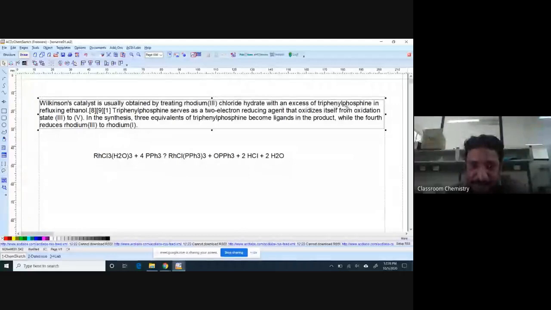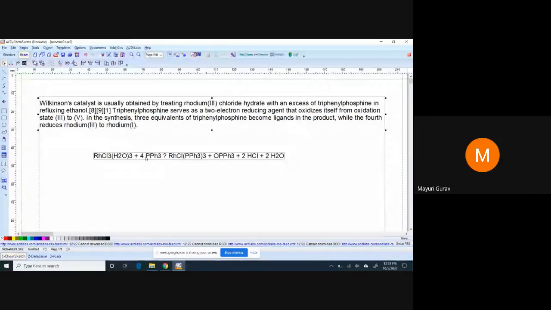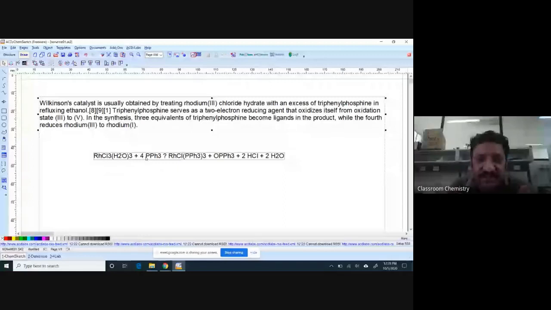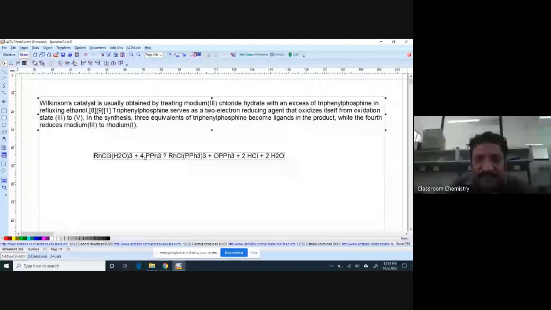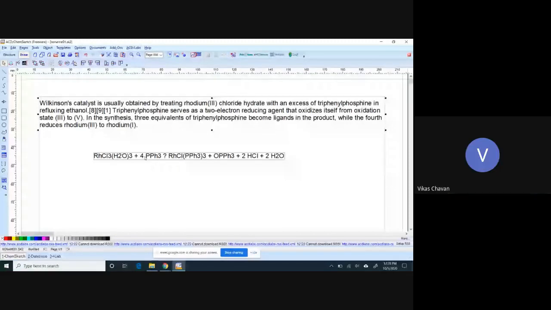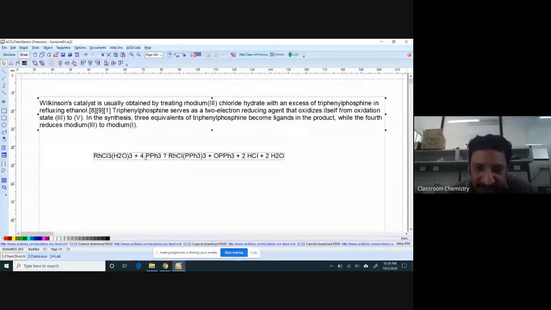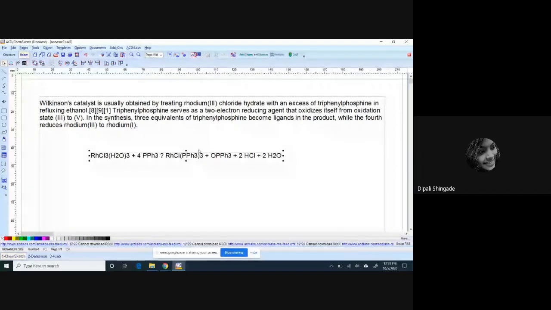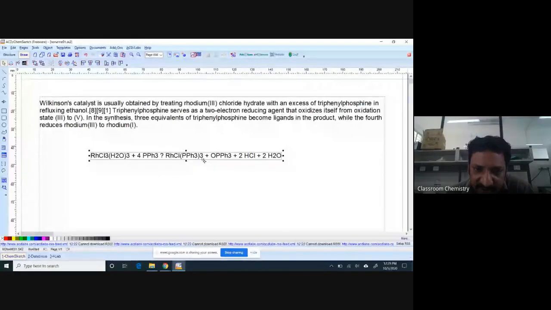विथ एक्सेस ऑफ ट्रायफिनिल फॉस्फाईन. म्हणजे आपल्याला किती मोलिक्युल लागणार आहे ट्रायफिनिल फॉस्फाईनचे? 4 molecule. आपल्या कंपाऊंड मध्ये प्रोडक्ट मध्ये किती? प्रोडक्ट मध्ये किती मोलिक्युल आहेत ट्रायफिनिल फॉस्फाईनचे? हा प्रोडक्ट दिसतोय का? किती मोलिक्युल आहेत हे? 3. आणि इथं किती आहेत? 4. हा, मग हे दोन रिएक्टंट आहेत.